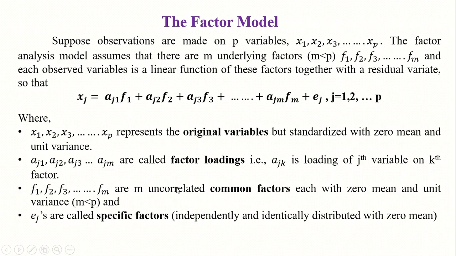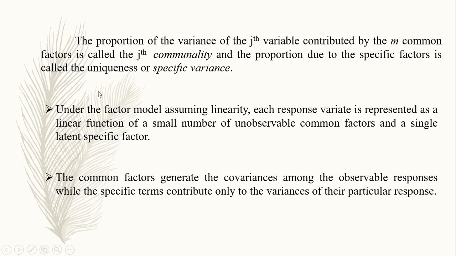The m common factors are fewer than the original variables. And last, ej is a specific factor. The specific factor is iid, that is independently identically distributed, with zero mean. Next, the proportion of variance of the jth variable contributed by the m common factors is called the jth communality, and the proportion due to specific factors is called the specific variance.